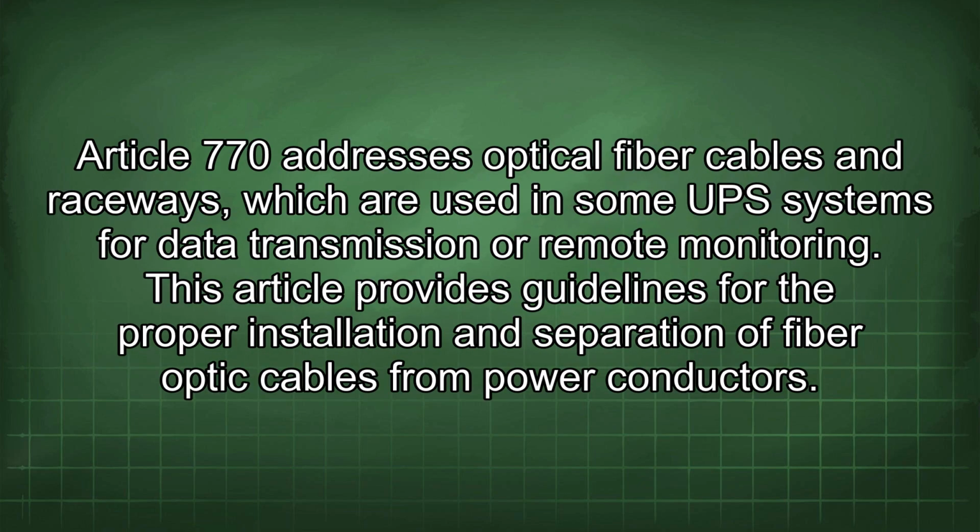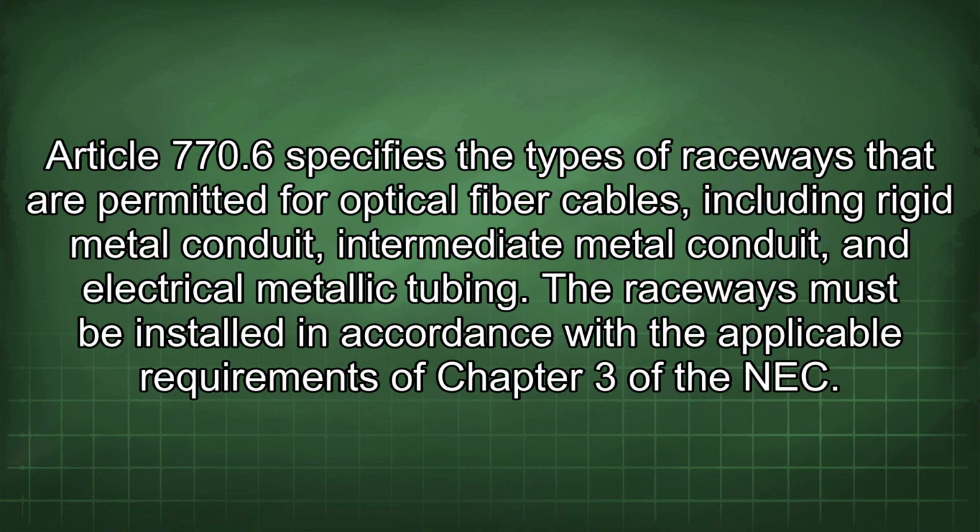Article 770 addresses optical fiber cables and raceways, which are used in some UPS systems for data transmission or remote monitoring. This article provides guidelines for the proper installation and separation of fiber optic cables from power conductors. Article 770.6 specifies the types of raceways that are permitted for optical fiber cables, including rigid metal conduit, intermediate metal conduit, and electrical metallic tubing.